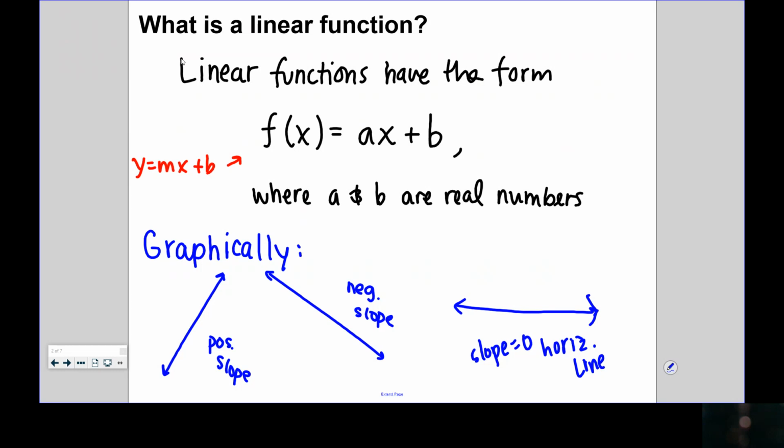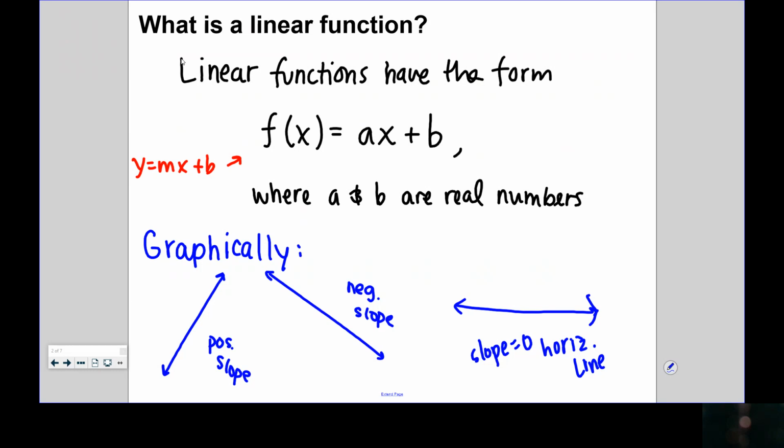The slant of the line is also based on the slope. The closer the slope is to 0, so maybe it's a real small number like 1/4, it'll get closer and closer to being flat, so closer and closer to horizontal. And the larger the slope is, say like 1,000, it'll start getting almost vertical.